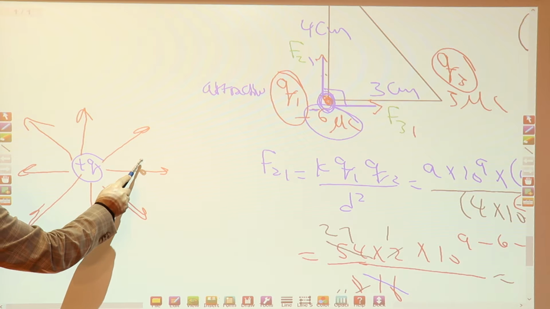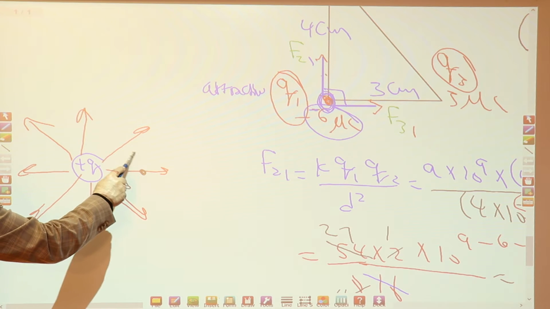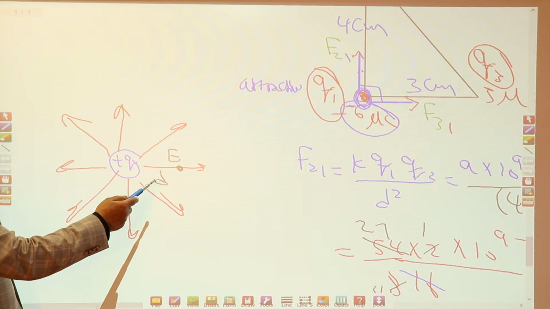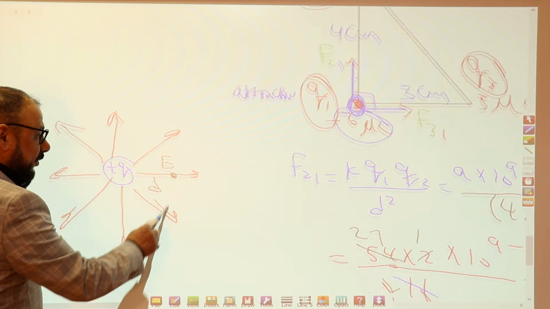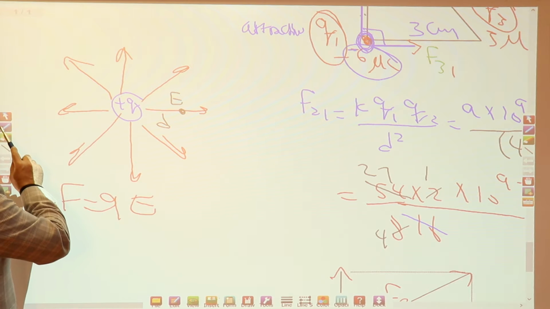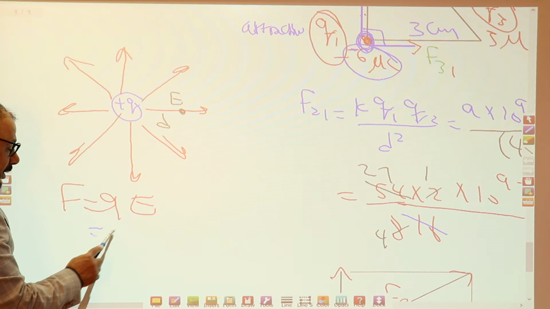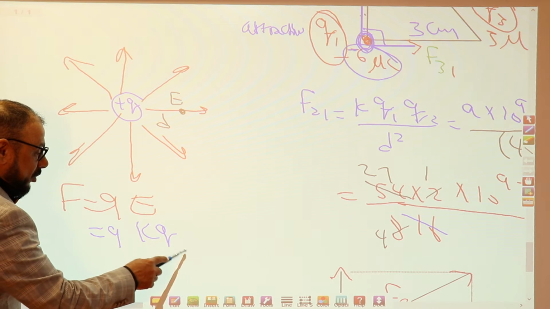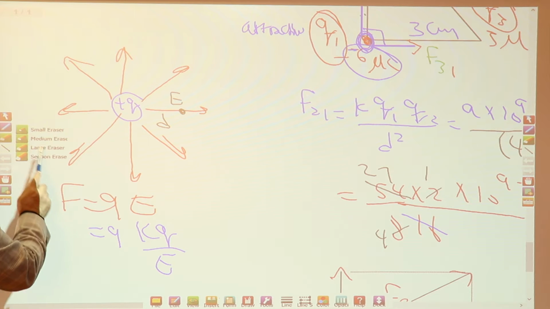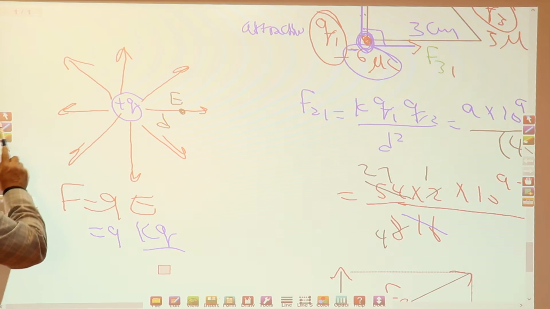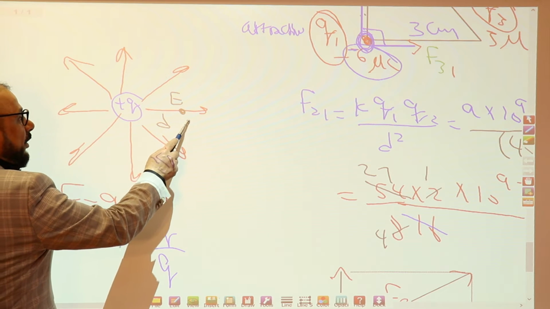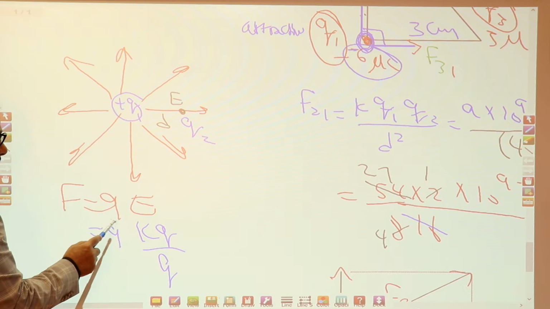If you have a point here at distance d from the charge, and anyone in the world tries to come close to this charge, they will be affected by a force. The force F equals Q times E. And you know from before that E is KQ over d squared, just go back to my old videos. Remember, this is Q2, and this is Q1.